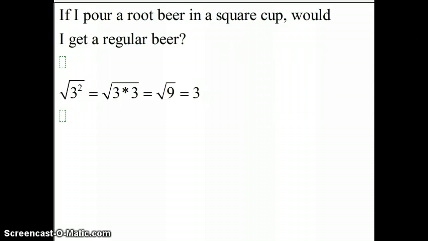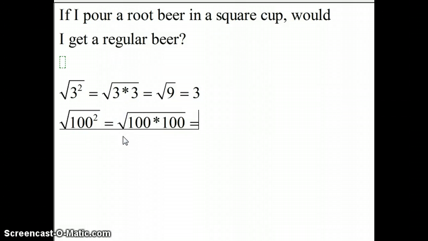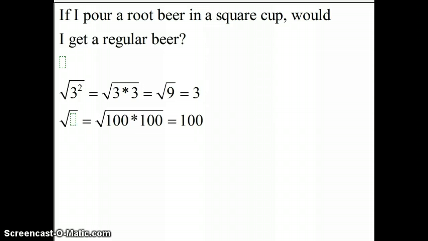Let's test that with some other numbers. What if I have the square root of 100 squared? Well, that's the same thing as the square root of 100 times 100, which is the same thing as saying, okay, what number times itself is 100 times itself? You can hear it in there, obviously it has to be 100. So from these examples, it looks like you can say the square and the square root will actually undo each other. And in general, that's true.